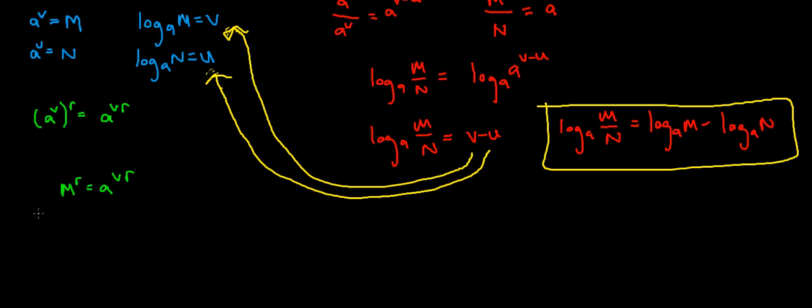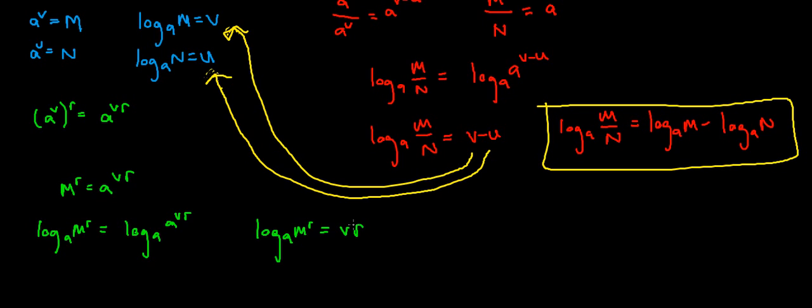So now that I've replaced one of my a^v, my a^v on the left, with m, what I'm going to do is take the log of both sides. So log base a of m to the r is equal to log base a of a raised to the vr. These are inverses of each other. It just leaves us with our original x, our x being v times r. So log base a of m raised to the r is equal to vr.